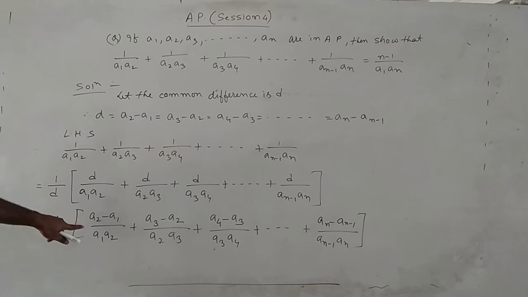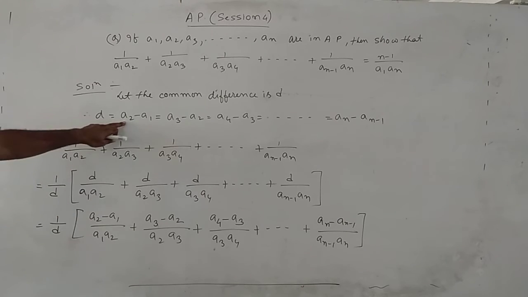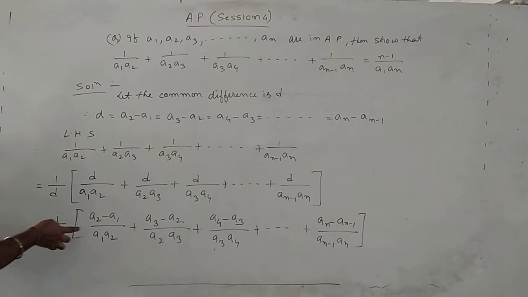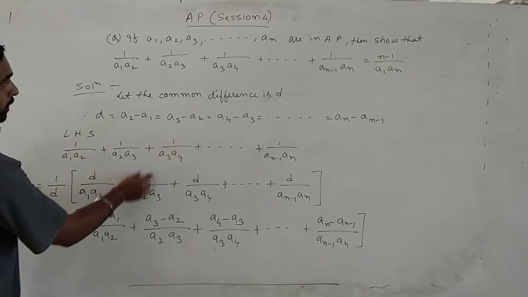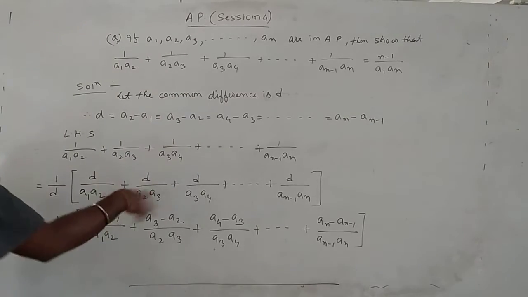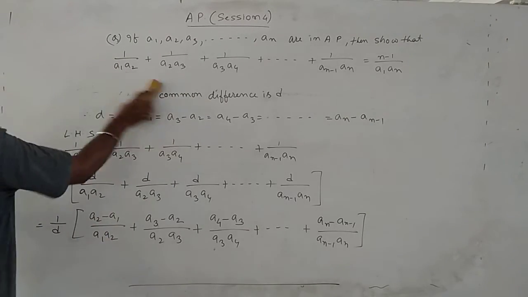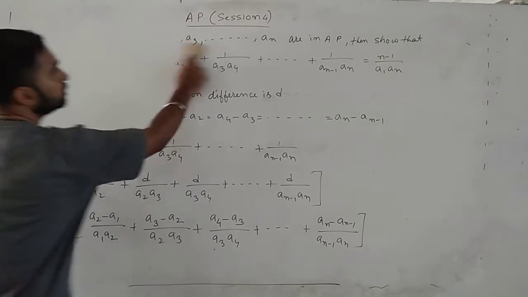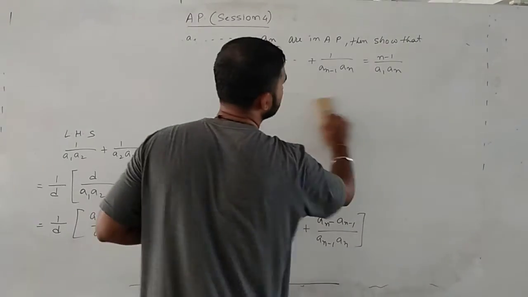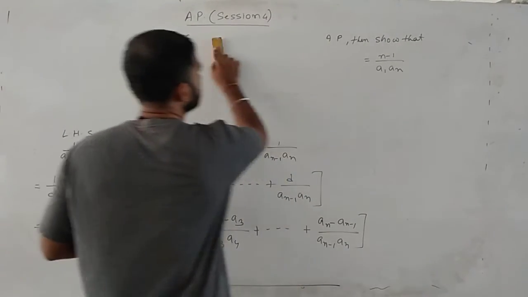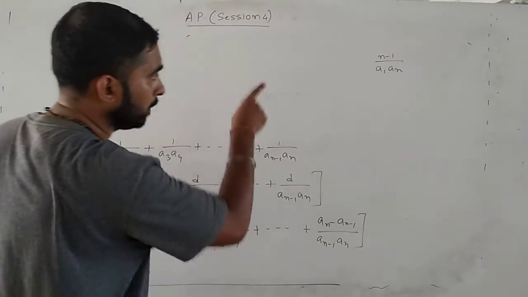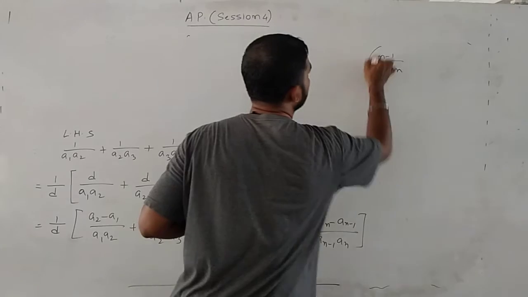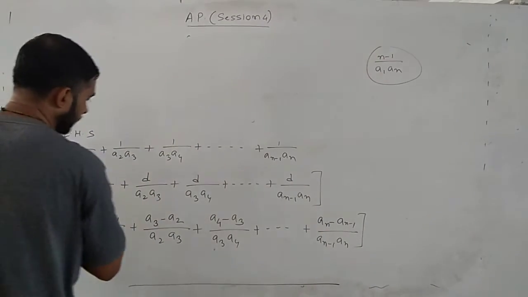First here d is replaced by a2 minus a1. Why? Because the denominator is a1 a2. Second one, the denominator is a2 a3. That's why this d is replaced by a3 minus a2, in this way. This one is true, that all is equal to n minus 1 by a1 an.